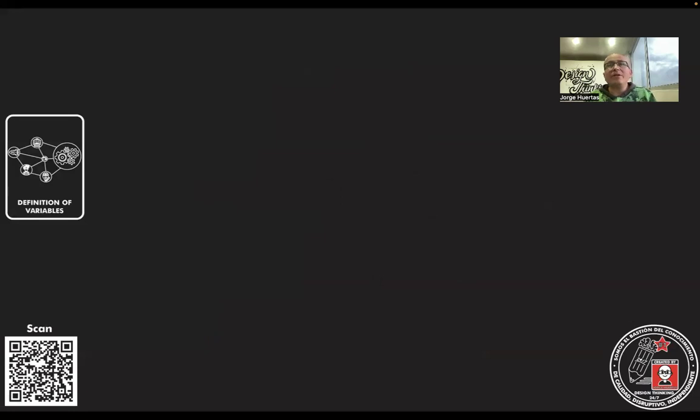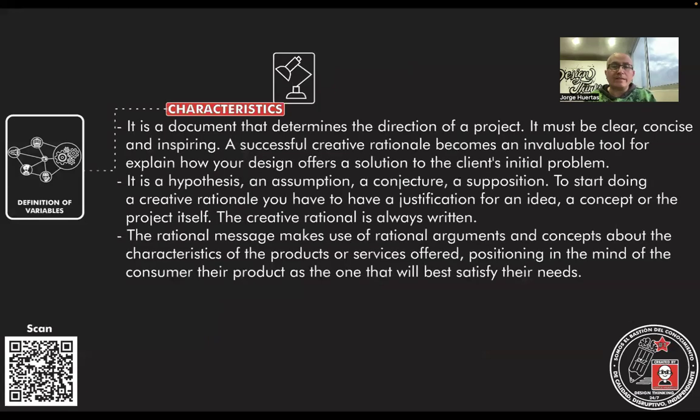Well, a rational creative is a very interesting tool. It has the following characteristics. It is a document that determines the direction of a project. It must be clear, concise, and inspiring. A successful creative rational becomes an invaluable tool for explaining how your design offers a solution to the client's initial problem. It is a hypothesis, an assumption, a conjecture, and a supposition.